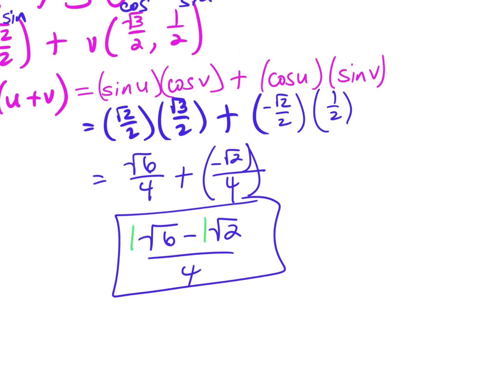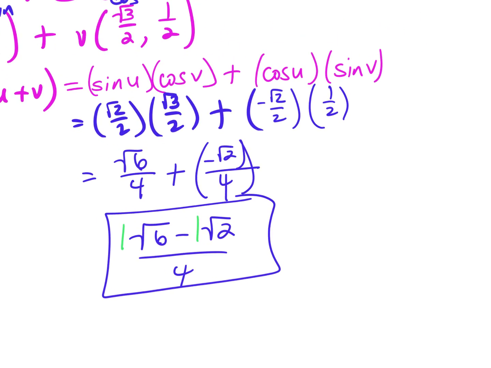Okay. Now, if you did it backwards, which is totally fine, you might have negative root 2 plus square root of 6. Is that the same thing? If I rewrote this as negative root 2 plus the square root of 6 over 4, is that the same? Yeah, absolutely. When you're adding, if you put u and v in a different order, it doesn't matter, as long as it mathematically equals what you're looking for.